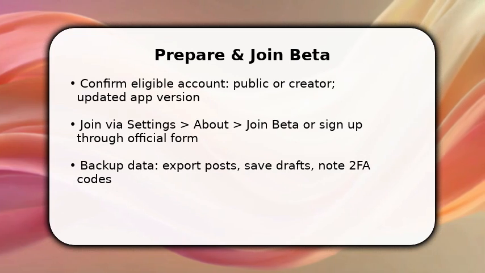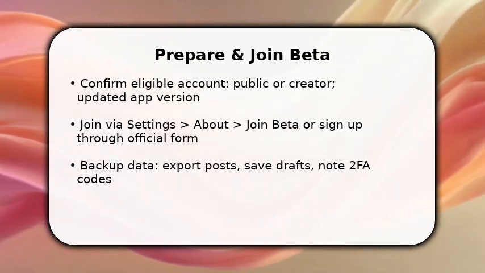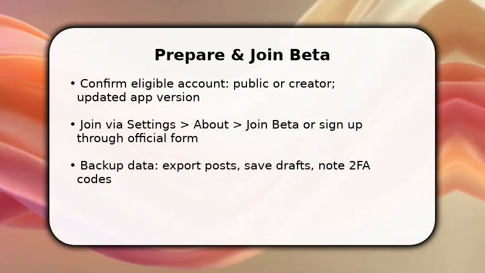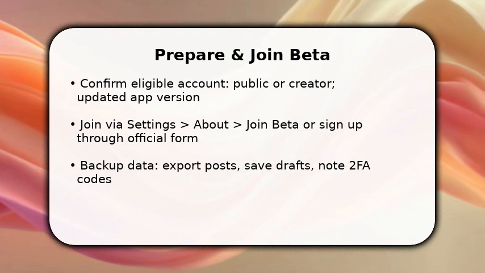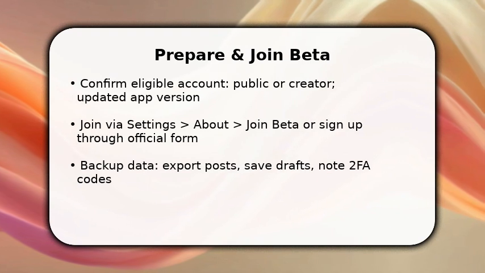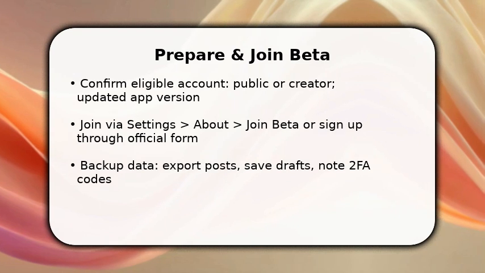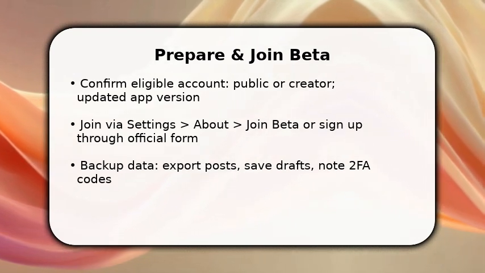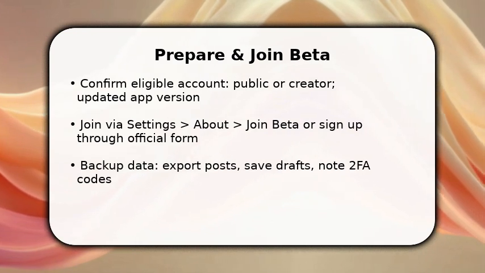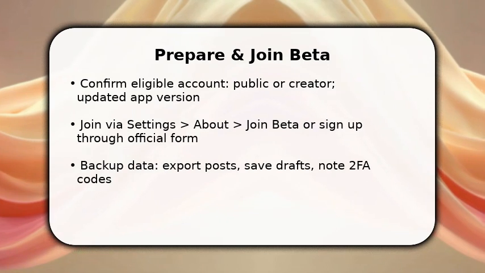You start by confirming eligibility and preparing your account. Open Settings, confirm you're on a public or creator account, and update Instagram to the latest release. Once done, navigate to About or the beta program link and request access. Enter any required identifiers. Make sure to back up key data, export posts, save drafts, and note 2FA recovery codes so you can revert if needed. This gets you into the beta quickly and protects your main feed and credentials.